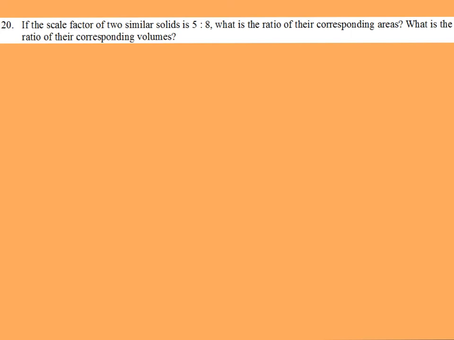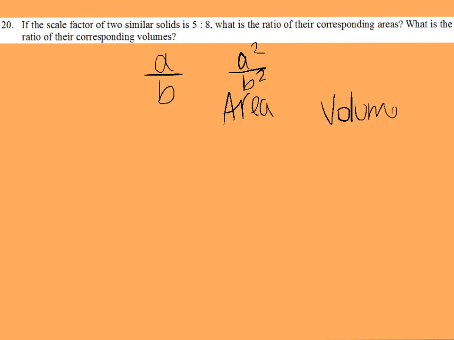If the scale factor of two similar solids is 5:8, what is the ratio of their corresponding areas? What is the ratio of their corresponding volumes? So all you have to remember is that similarity ratio is A to B, but area ratio is A squared to B squared. And then volume ratio is A cubed to B cubed.